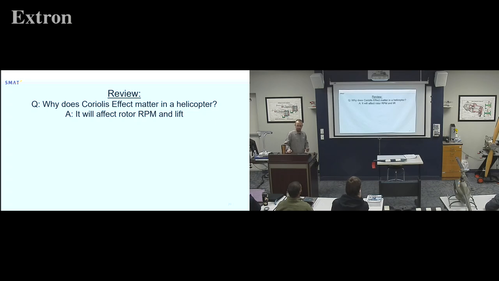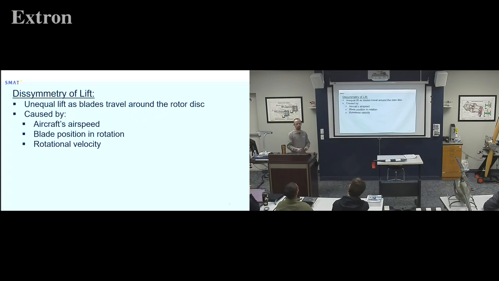Now, something a little bit scary. All right, here we go. So, dissymmetry of lift. Without lift, we're going down. Okay? Unequal lift as blades travel around the rotor disc, caused by aircraft speed, blade position and rotation, and rotational velocity.